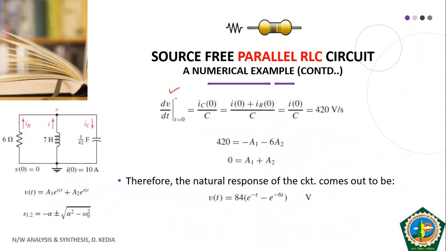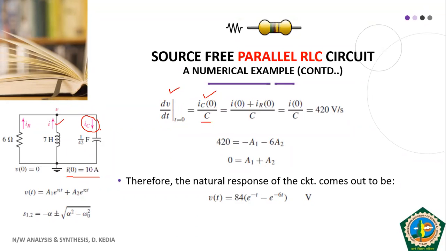So we have dV by dt at t equal to 0, and this is equal to IC0 by C. The equation is IC is equal to C dV by dt. If we want to find out dV by dt at t equal to 0, C will come towards right hand side, and we get dV by dt equal to IC0 by C. Okay. So now we need to find out IC. We do not know its value. We know the value of I0, that is 10 ampere, means this value we know, but we do not know the value of IC.